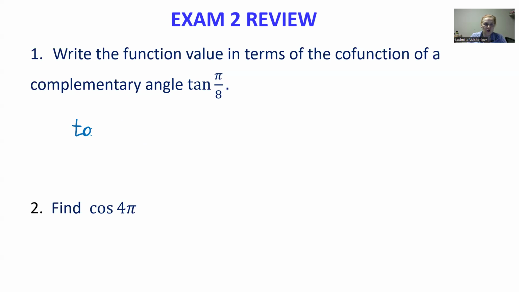The cofunction of a tangent is cotangent. And the complementary angle is the angle that adds up to 90 degrees, or in terms of radians, it will be pi over 2 minus pi over 8, right? So our angle and pi over 8 make together pi over 2.